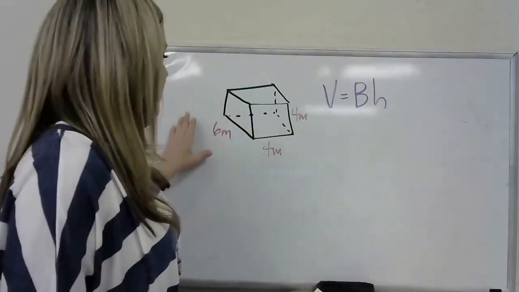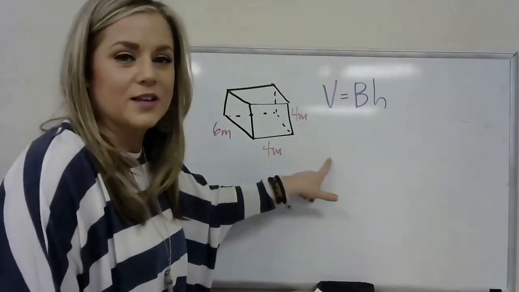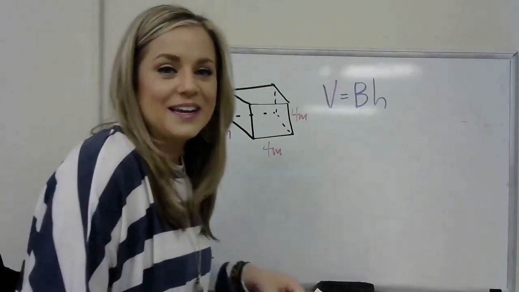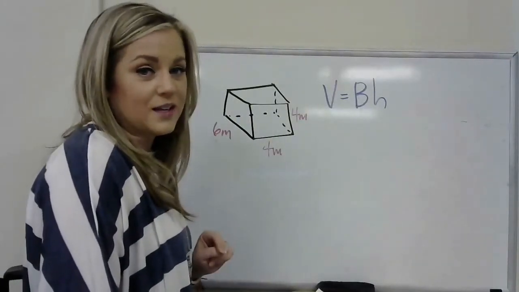All right, so look, we've got a rectangular prism. We've got 6 meters, 4 meters, and 4 meters is the height, okay? All right, so we're going to use the same formula, but pause and try to do this on your own. Let's see if you get the right answer.